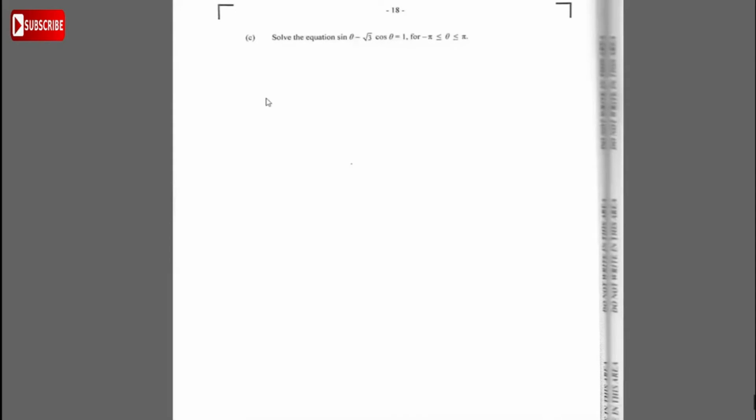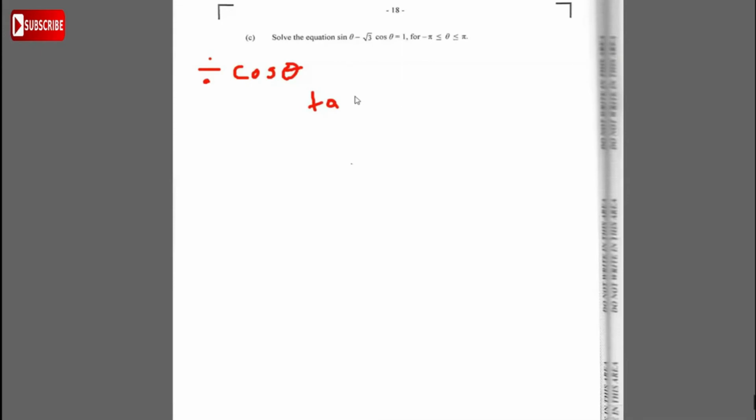Now finally, this part of the question says, solve the equation sine theta. Is that a minus? Let's look. Yeah, that's minus. Solve the equation sine theta minus root 3 cos theta equals 1. Once you're given these trig equations, the first thing to do is divide through by either sine or cos. I'm going to divide through by cos theta. If I divide through by cos theta, then sine theta over cos theta gives me tan theta.